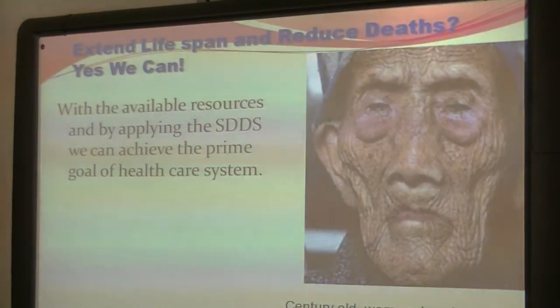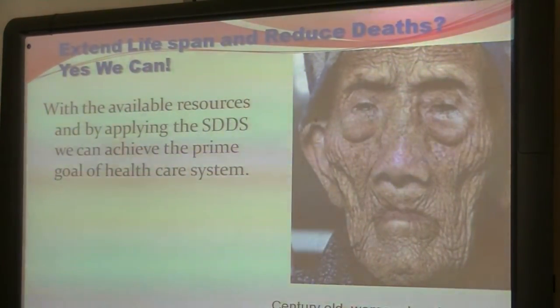With all of this, as all of us are working directly or indirectly just to reduce death, to cure disease, to extend the lifespan, yes, we can do all those things by the utilization of smart drug delivery systems with the present available technology which we have. And here is an example which I recently saw: 127 years. Still we can increase this lifespan more.